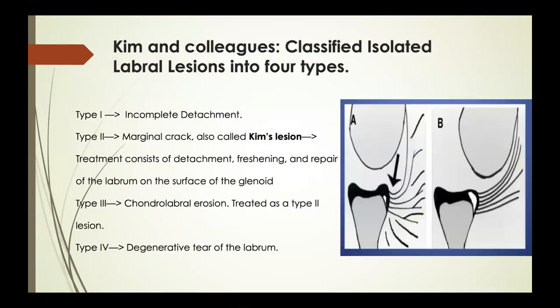According to Kim and colleagues, they classified isolated labral lesions into four types. Type 1 is incomplete detachment. Type 2 is marginal crack, also associated with Kim lesions. In this, the treatment consists of focusing mainly on detachment, freshening and repairing of the labrum on the surface of the glenoid. Third is the chondral labral erosion. In this, it should be treated as type 1. And type 4 is the degenerative tear of the labrum.